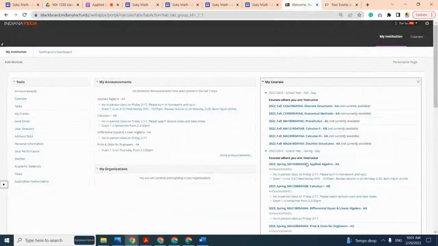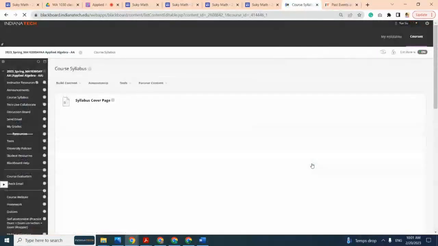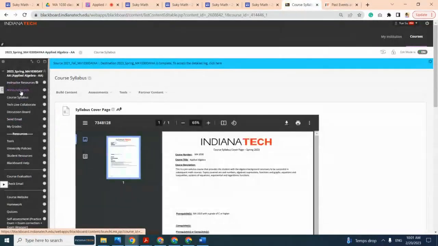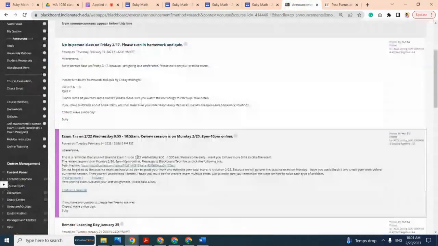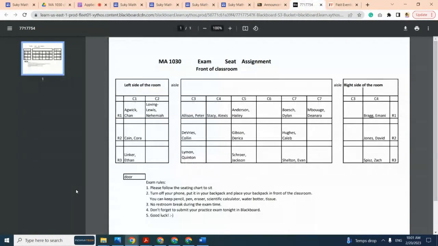Let's see. So we have the exam seating charts announcements. Okay, so this is our exam seats. You find your name. Exam rules: you come in, and then you put your things in your backpack and put your backpack in front of the classroom. You can keep water, pencil, calculator, scientific calculator, no graphing calculator. Okay? And your cell phone in your backpack.